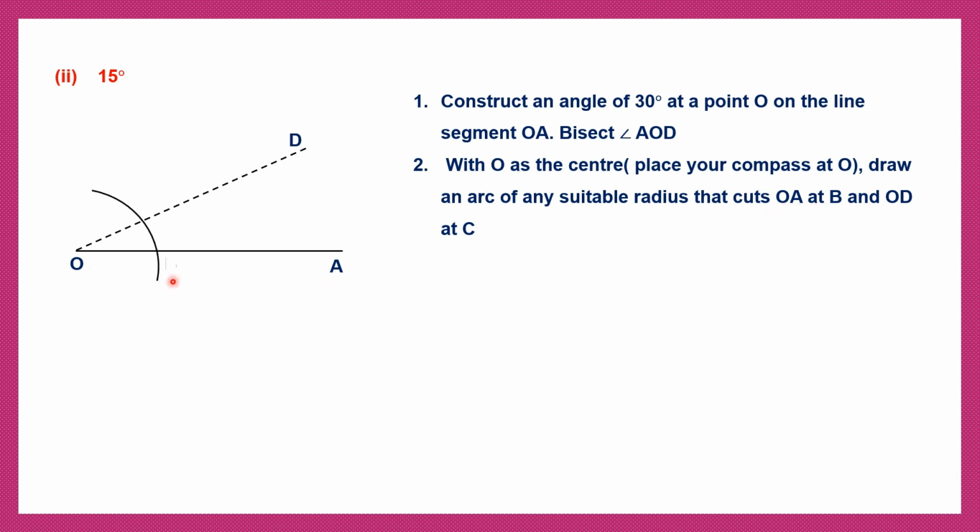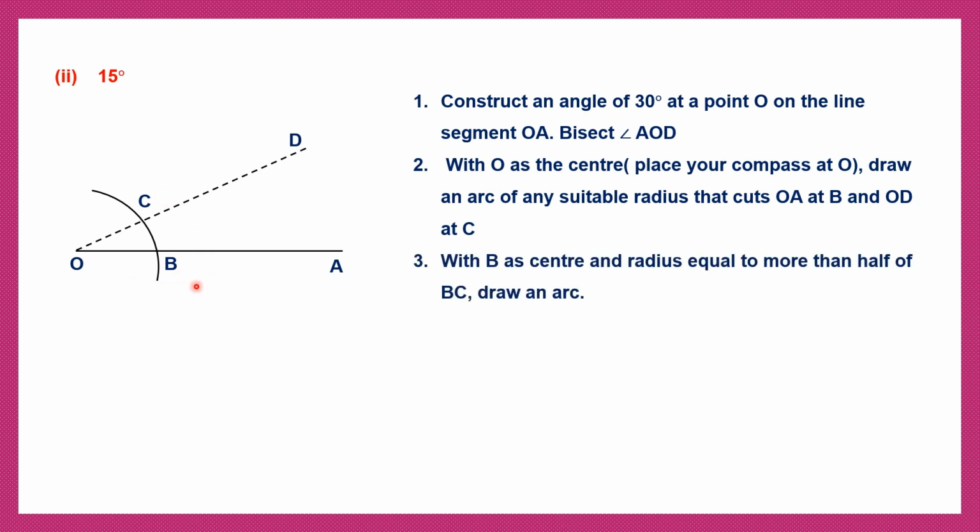OA at B and OD, that is this line OD at C. So we drew an arc so that we have B and C now. So now what do we do? This time you're going to take B as a center and C also as a center, and you're going to draw two arcs. But this time remember the radius has to be more than half of this. Okay, so the radius has to be bigger this time.